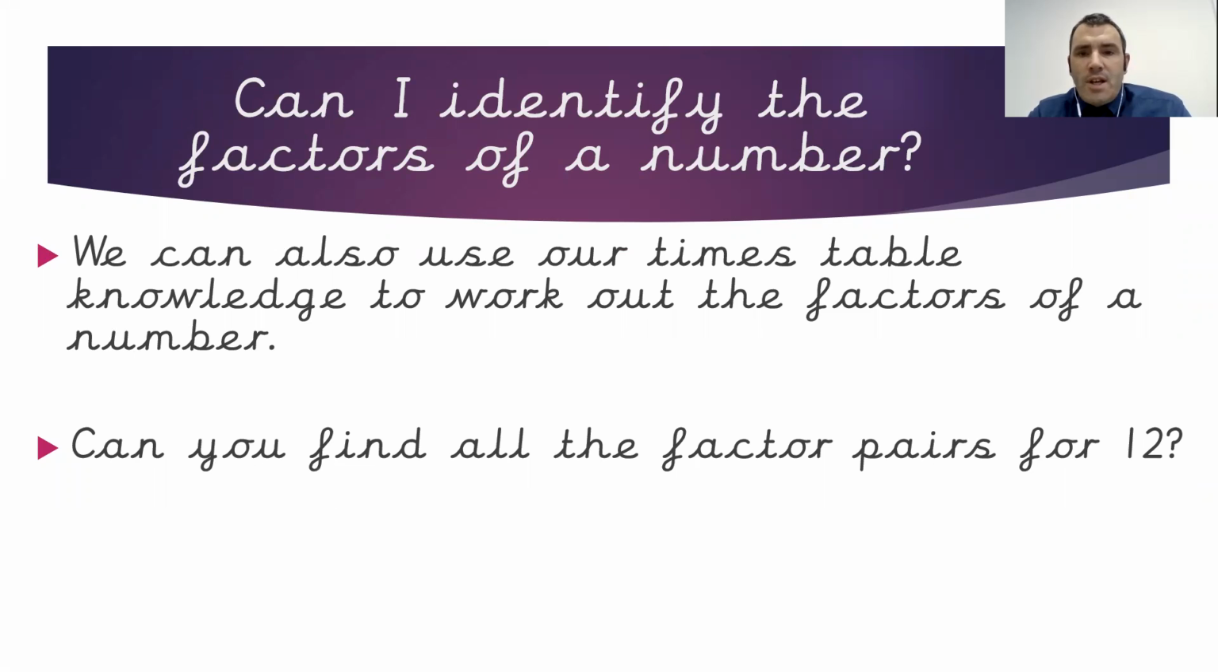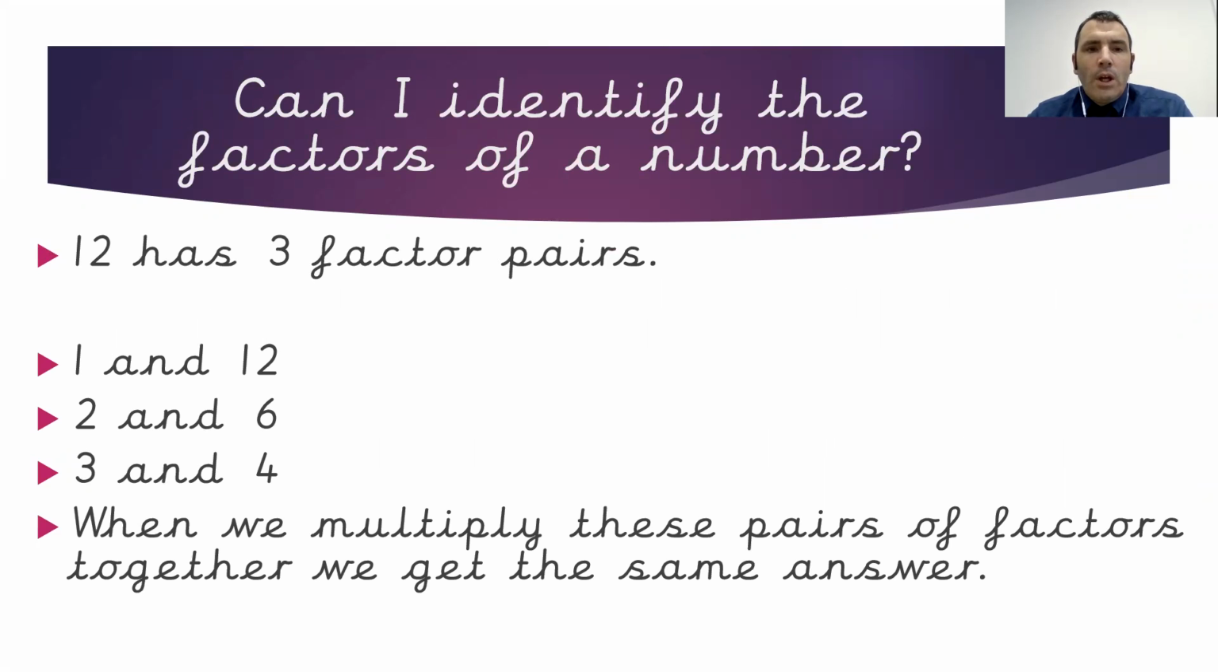We can also use times table knowledge to work out the factors of a number. Can you find all the factor pairs for 12? Pause the video here and have a go. So 12 has 3 factor pairs. There's 1 and 12, 2 and 6, 3 and 4. So when we multiply these pairs of factors together, we get the same answer.